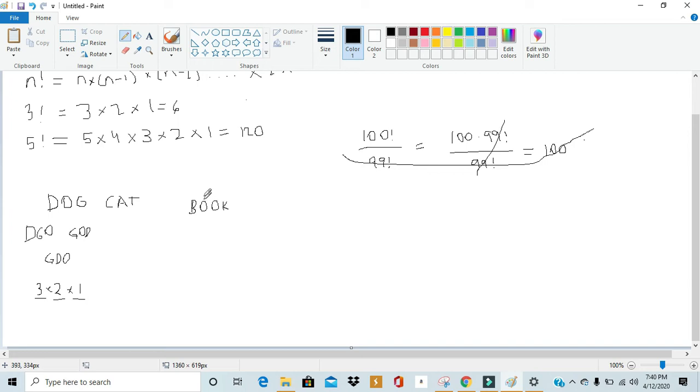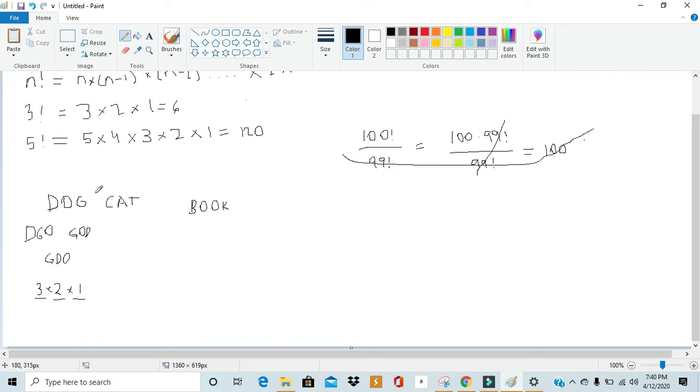B-O-O-K, with this O being first and this O being second. That's the same thing as having this O first and this O second. So, in order to find the number of ways we could rearrange the letters in the word book, we have to do some overcounting and then get rid of the extra terms. So, if both of these O's were distinct, there would be 4 times 3 times 2 times 1 different ways to rearrange the letters in the word book.